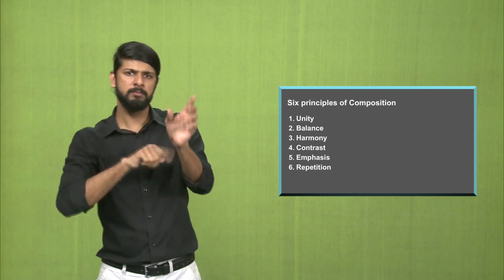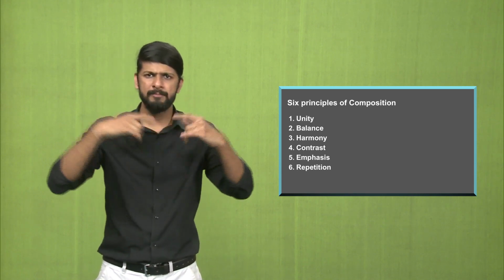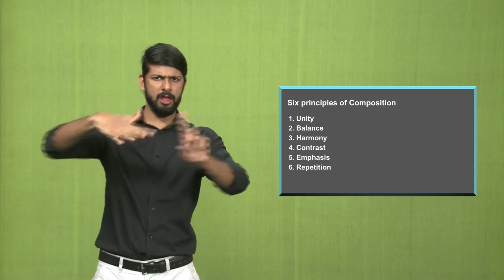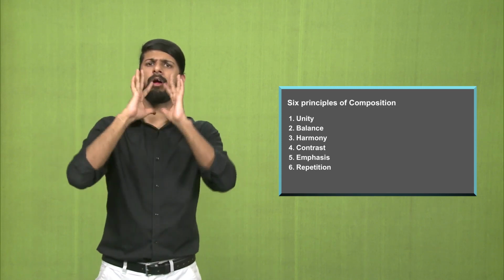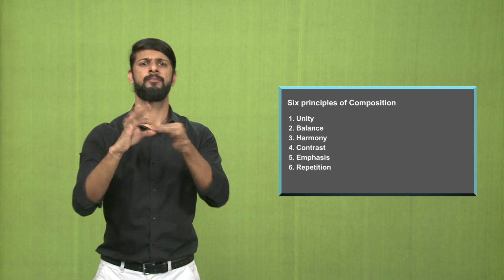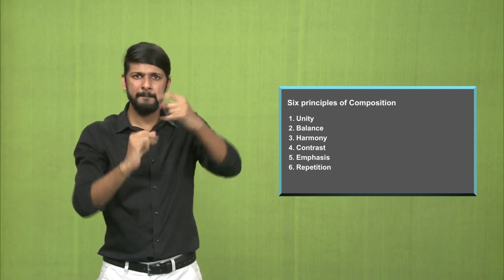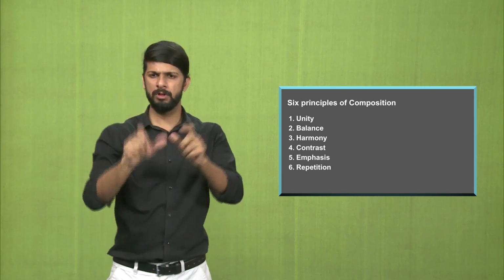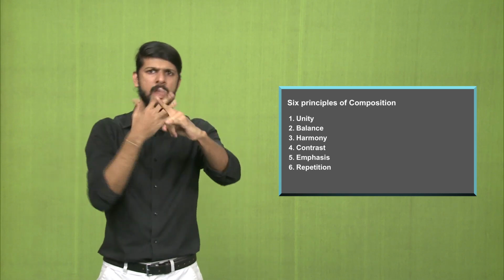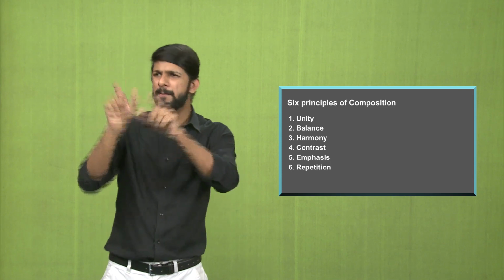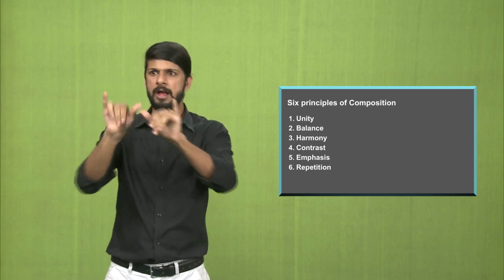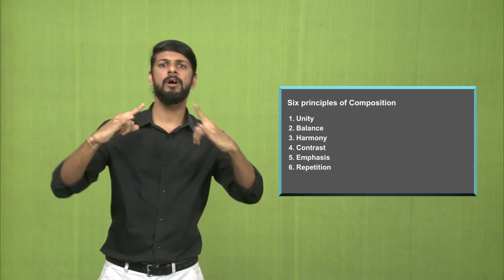Third is harmony. In a work of art, you see there are 2 bulls here, and there is harmony in terms of the depiction, which is realistic. Then you have the contrast. Contrast is both the animals are depicted in different colors, which is in fact the reality.